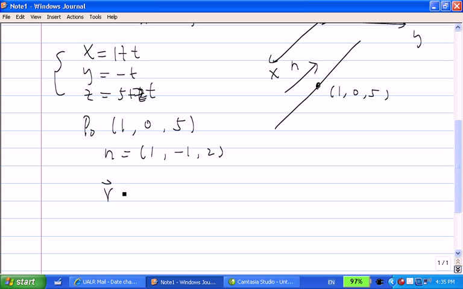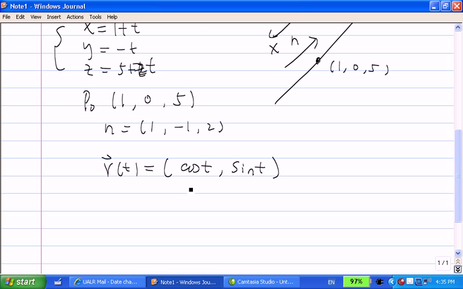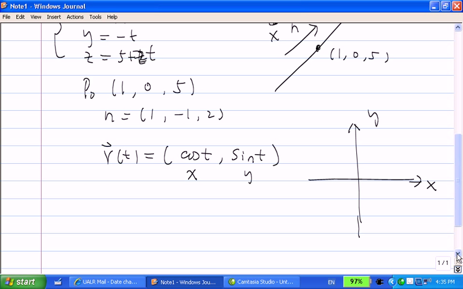Now, especially if your vector function only has 2 components, for example, like this, what's the graph of that? Now you only have x and y here, so you still get a curve, but this curve is a plane curve. It's a curve on the plane. If you have 3 components, you get a curve in the space.